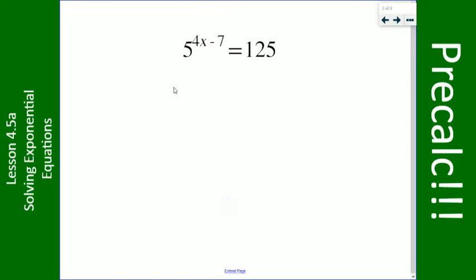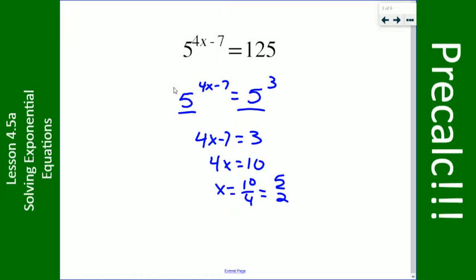So try this one on your own. See if you can get those bases to match. See if you can get 5 to the 4x minus 7 to equal 5 to some exponent. And if you can, set those two exponents equal to each other and solve for x. All right, I'm going to pause. You should do the same. I will give you a second to pause in 3, 2, 1.